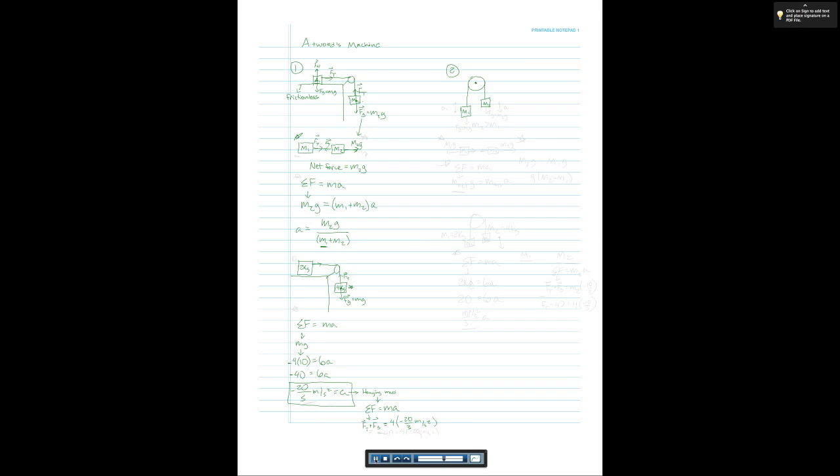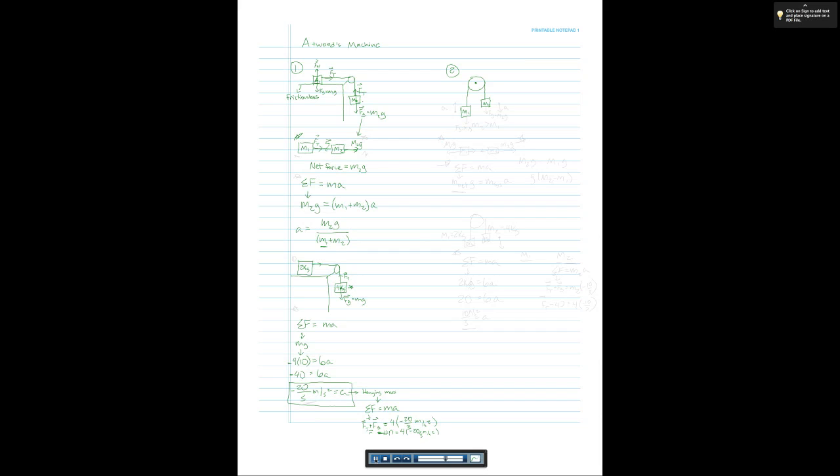Well, I know the weight, it's negative 40, because that's mg. So I could plug in negative 40, minus 40 equals 4 times negative 20 over 3. And then you just add 40 to the other side, and you have tension. So that is for this configuration, for configuration 1.